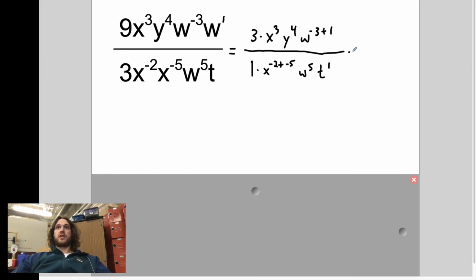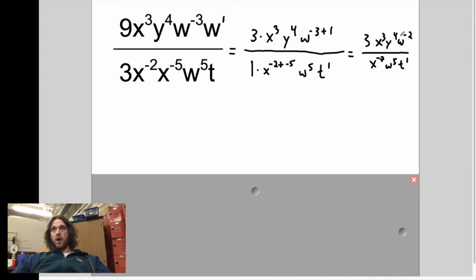Great. So let's keep on going. We're going to simplify this one step further, so that's going to be 3. 1 times anything is itself, so I actually don't need to write the 1 there. So that'll be x to the 3rd, y to the 4th, w to the minus 2, and then in the bottom, you'll have x to the negative 7th, you will have w to the 5th, and t to the 1st.